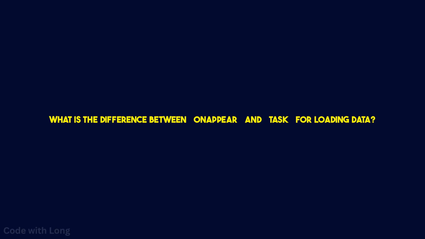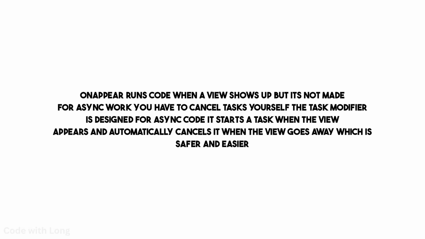What is the difference between onAppear and task for loading data? onAppear runs code when a view shows up, but it's not made for async work. You have to cancel tasks yourself. The task modifier is designed for async code. It starts a task when the view appears and automatically cancels it when the view goes away, which is safer and easier.